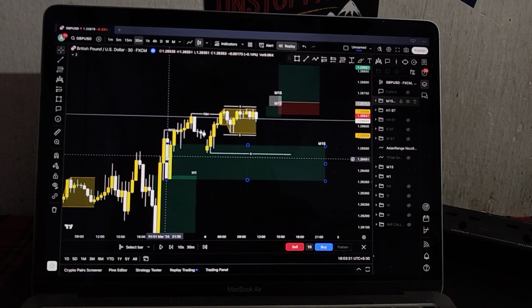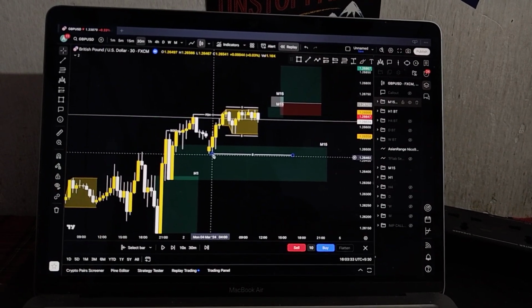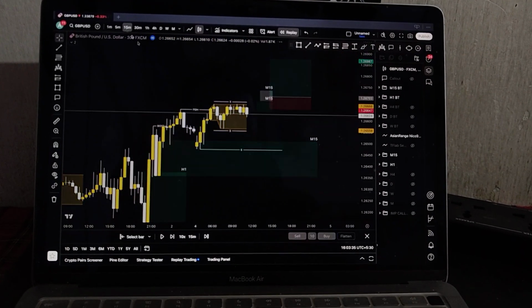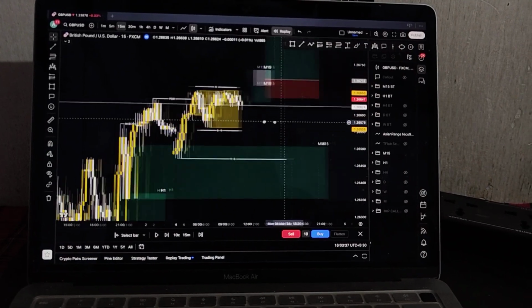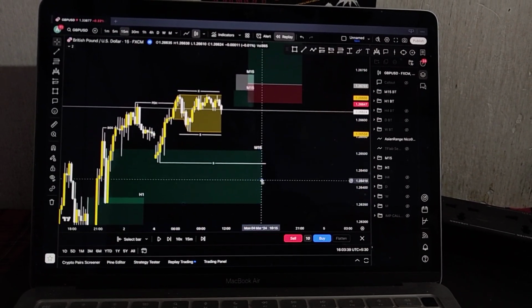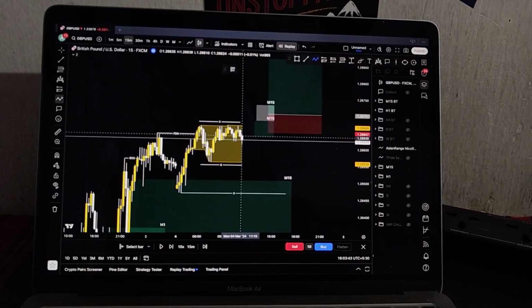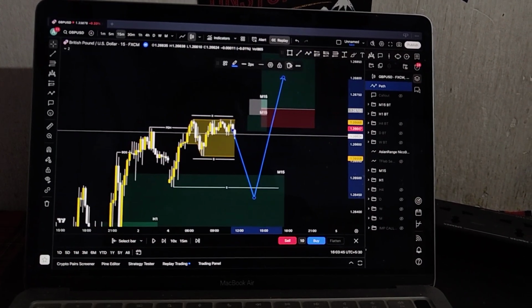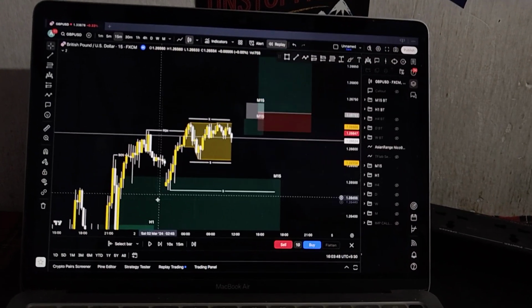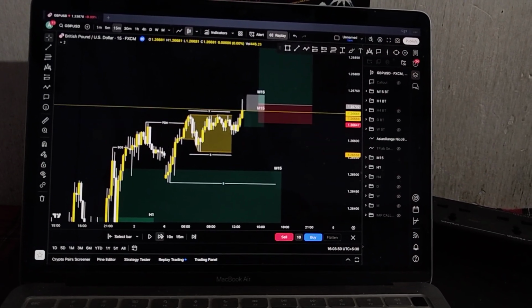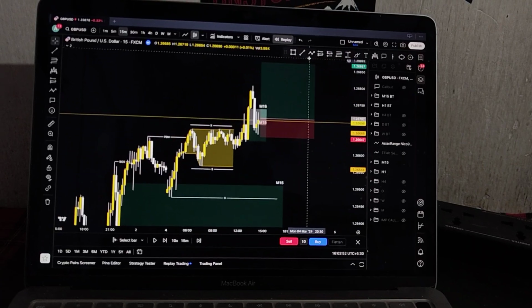So this was the demand on the M30, this was the liquidity to be swept, previous structural liquidity. And even on the M15, this was the M15 demand zone, and this was the previous structural liquidity, right? So the most ideal case scenario would be something like this. And yep, the market went up. It was a continuation setup.